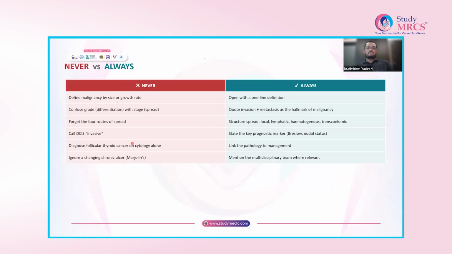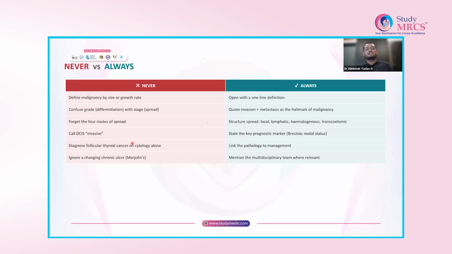With this, I'm going to give a few things that you must always do and never do. When you define malignancies, you should say it is based upon the ability to invade and the ability to metastasize. That defines malignancy, not the size of the growth, the growth rate, or the size of the tumor. What is the difference between grading and staging? Grading is differentiation, how well it is differentiated from the parent cells. Staging is based upon the spread of the tumor.